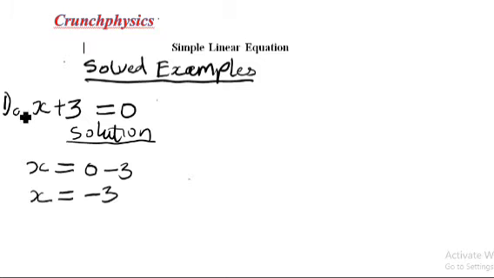Let's do 1b. Let's take 1b to be minus 5 plus y equal to 0. Here this is the variable and this is the constant. The constant is minus 5 and the variable is plus y.